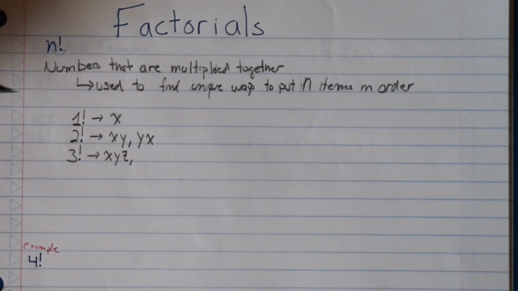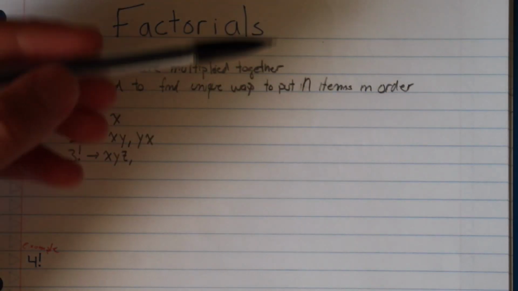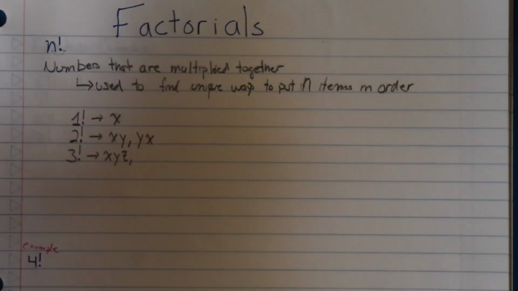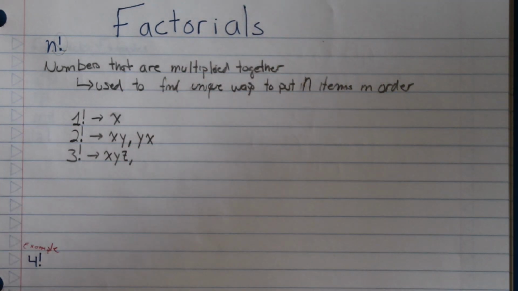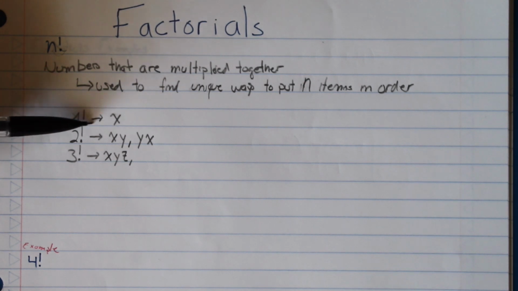So what are factorials? They're numbers that are multiplied together, okay? And they're used to find the number of unique ways to put a number of unique items in order. That might sound a little weird, but it'll make sense in a couple more examples. So over here we have 1 factorial. So what is 1 factorial?